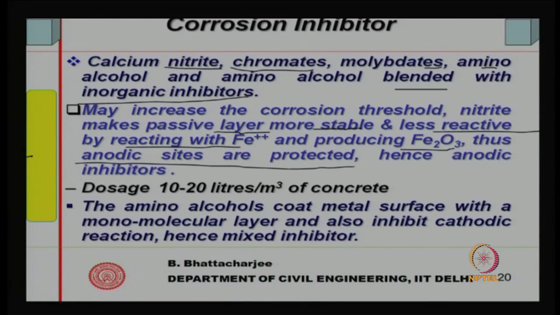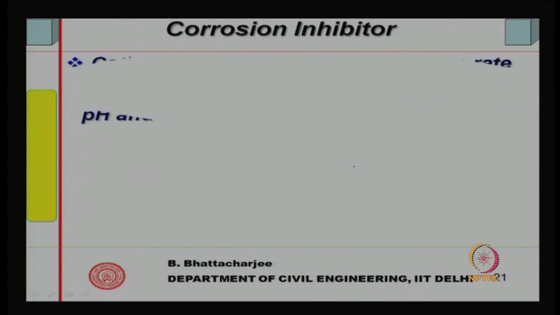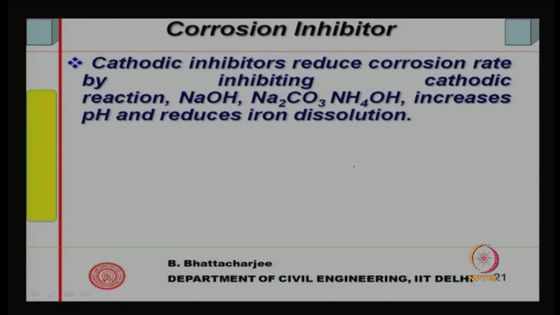So, if the coating is there on top of the anode, this Fe cannot dissolve. At the anode Fe dissolves, at the cathode the cathodic reaction takes place. We will discuss this later on when we talk of rebar corrosion. Now, amino alcohols coat the metal and therefore inhibit the anodic reaction, but also inhibit the cathodic reaction, hence mixed inhibitor. Now, what is the cathodic reaction? Cathodic reactions are essentially the reaction between oxygen and water, absorbing electrons to form hydroxyl ion. If you can stop that reaction, then the anodic reaction will automatically stop. Somewhere in the circuit, you have to break it.